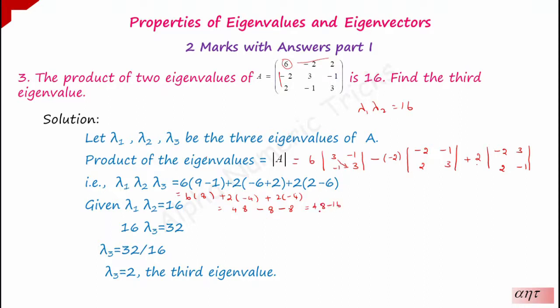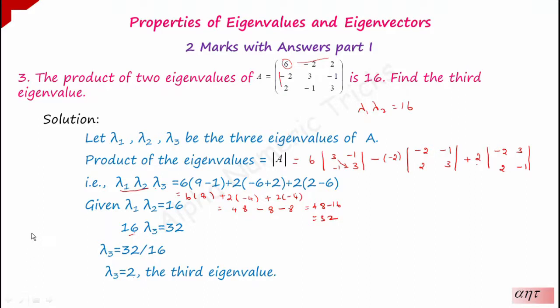And already we have lambda1, lambda2 value is equal to 16. Substitute it here. 16 lambda3 is equal to 32. The 16 is taken to the denominator of the right hand side. So you have lambda3 is equal to 32 by 16 which is equal to 2. The third eigenvalue of the given matrix A is 2. Okay, this is the way you have to find out the eigenvalues and the 2 marks question.